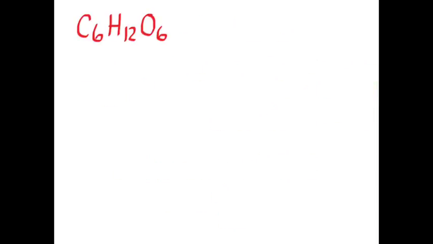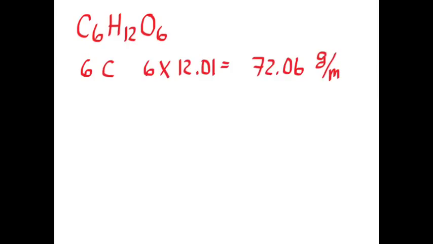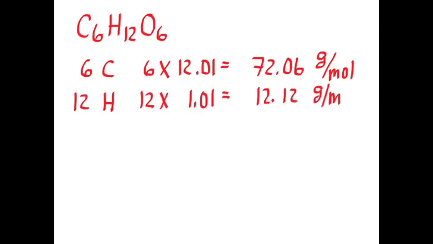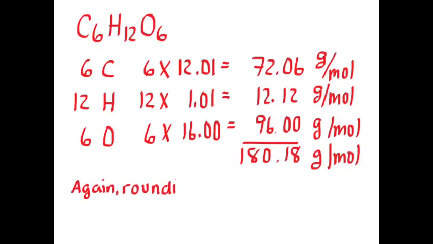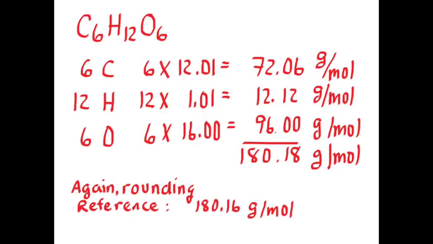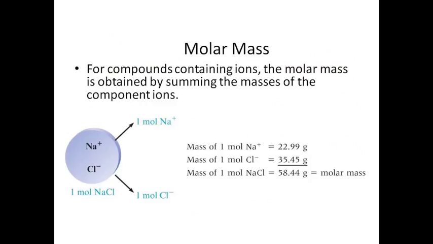Here's one that's a little harder, but it's the same idea no matter how many elements you have in it. 6 carbons, 12 hydrogens, 6 oxygens, add them together, 180.18 grams per mole. Again, if you look this up in a reference book, you might get a slightly different value because they use a slightly different value for hydrogen. Just be aware of that so you don't think you're wrong when it's just a rounding error.